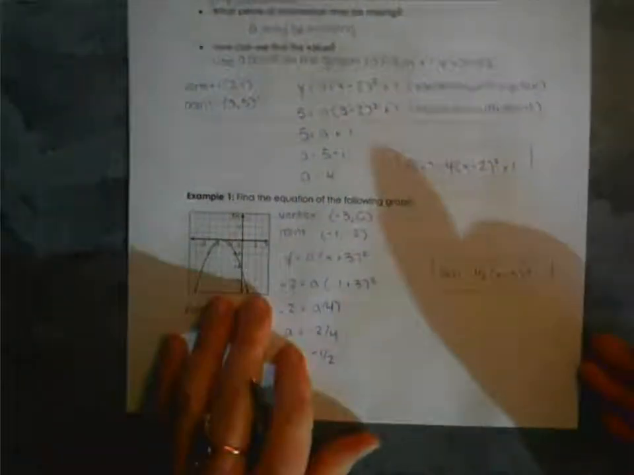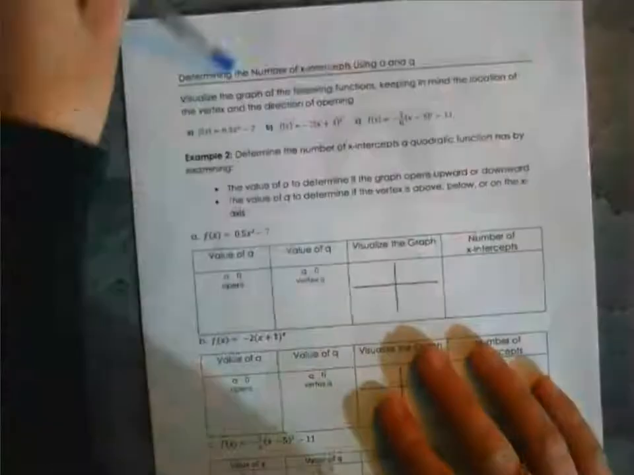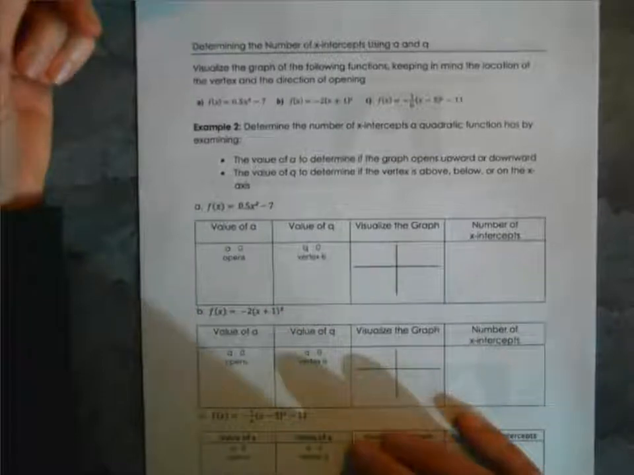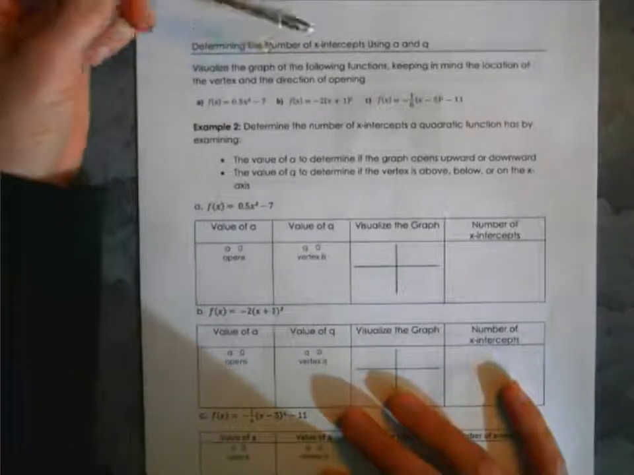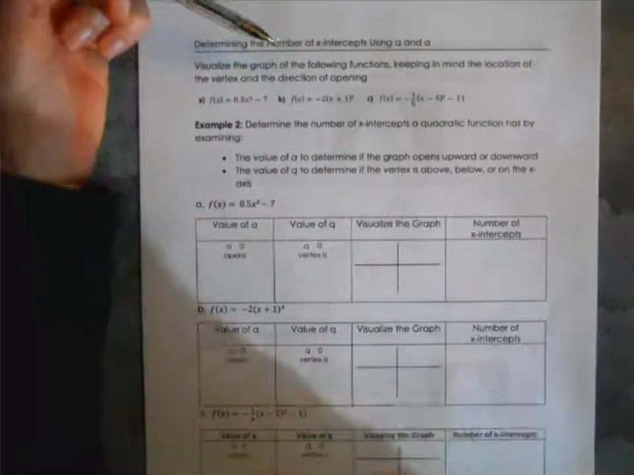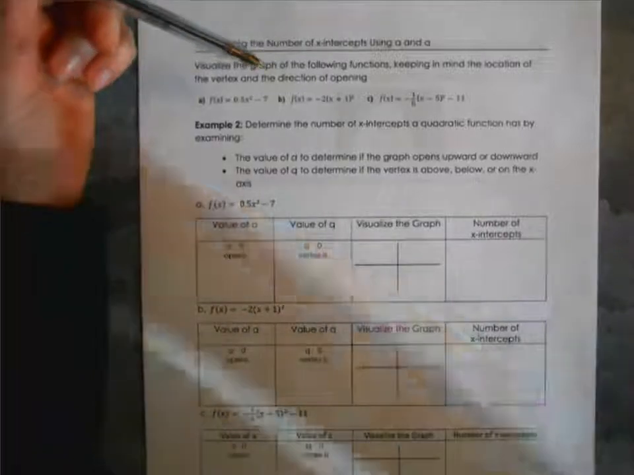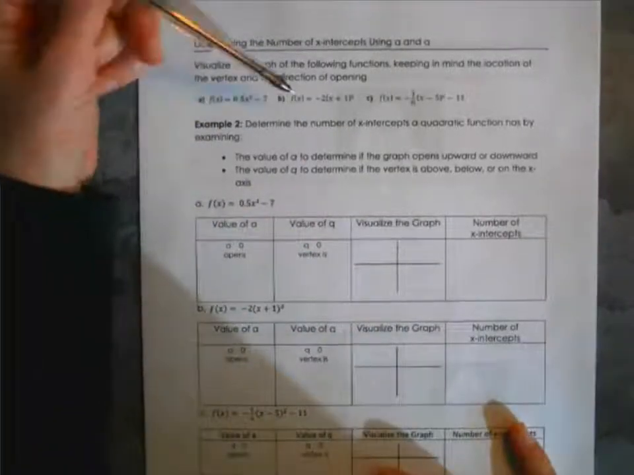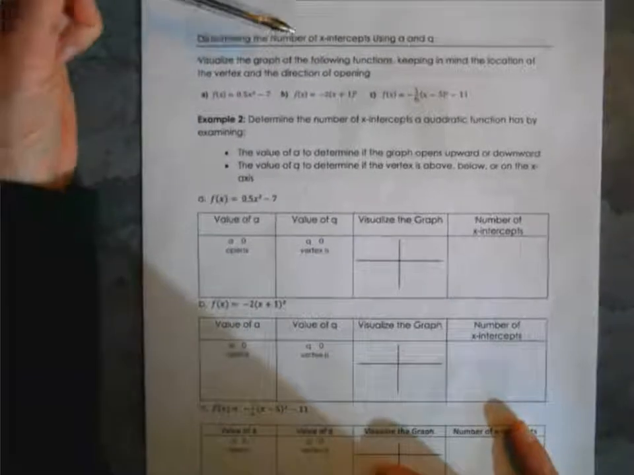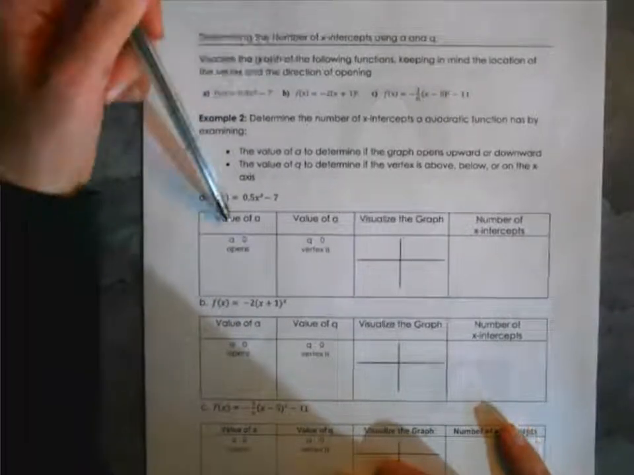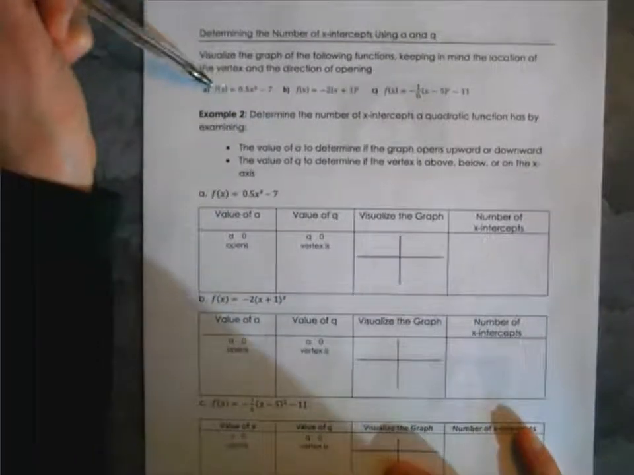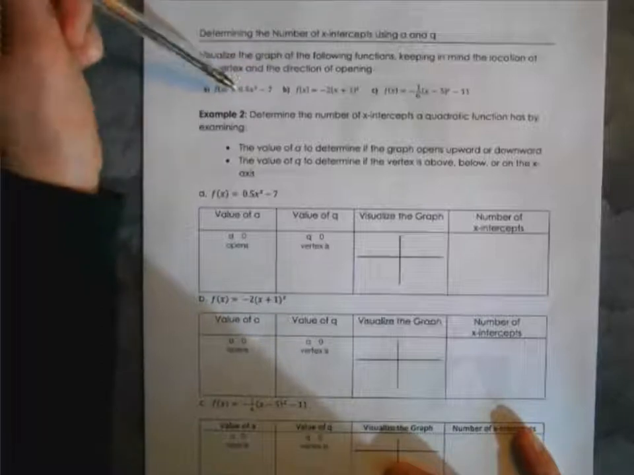Okay, so hopefully that seems relatively straightforward, going the other way. Now the next thing we want to be able to do is determine the number of x-intercepts using a and q. So we want to see how many intercepts we would have. We have 3 different functions given to us, and we want to do some visualizing with those. Our first graph: we want to keep in mind the location of the vertex and the direction of the opening.